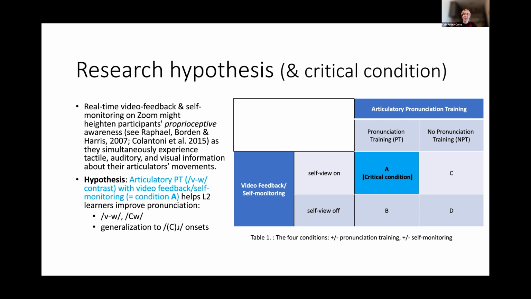So we hypothesize that specific articulatory pronunciation training in this VW contrast, combined with video feedback and self-monitoring of that feedback, can help our learners improve their pronunciation in this VW contrast, and also hopefully in the consonant W cluster, with potential generalization to consonant R onset. So in this table on the right over here, you'll see our 4 conditions for our study, if I can find my cursor. So participants' condition varied on whether or not they received that specific pronunciation training and whether or not they had that video feedback and self-monitoring.